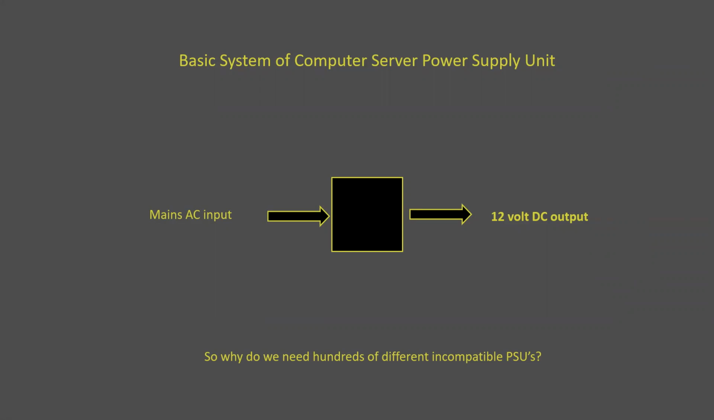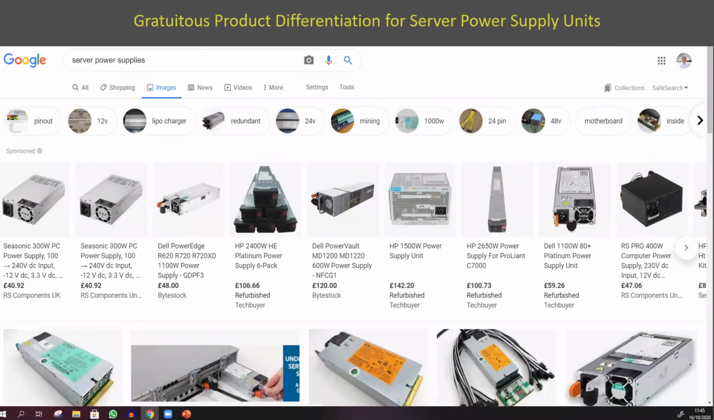So at the bottom there, why do we need hundreds of different incompatible power supply units? Let's show you a few. If you go on Google and just do a search in images for server power supplies, you will get hundreds and hundreds of power supplies for servers, all completely differentiated from each other, gratuitously differentiated from each other, so they can't be used between machines, even within the same vendors.